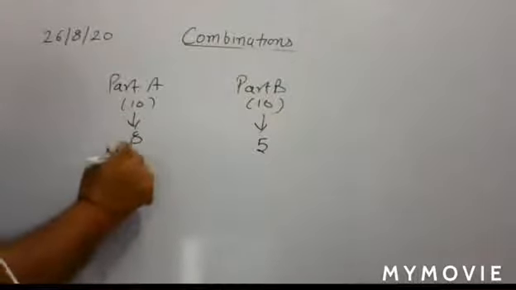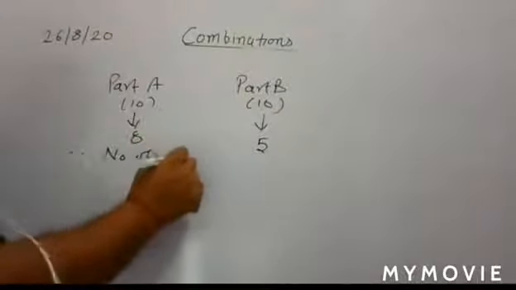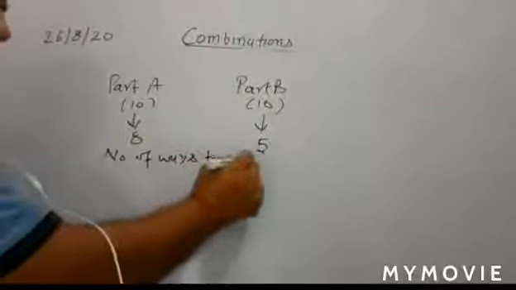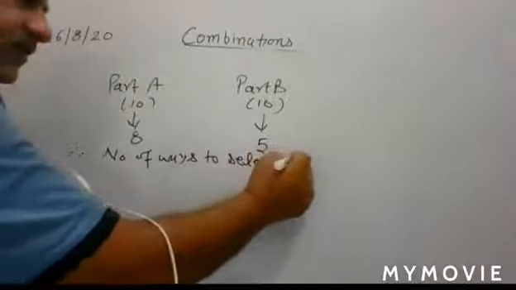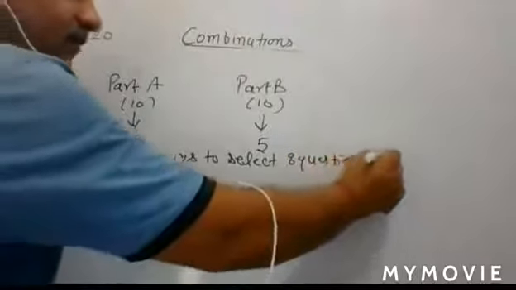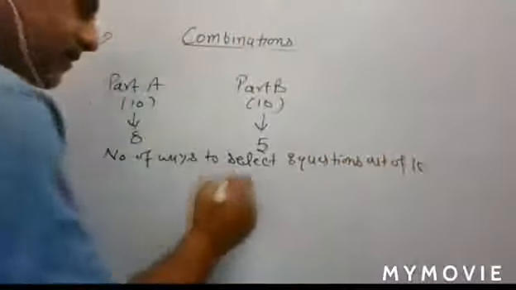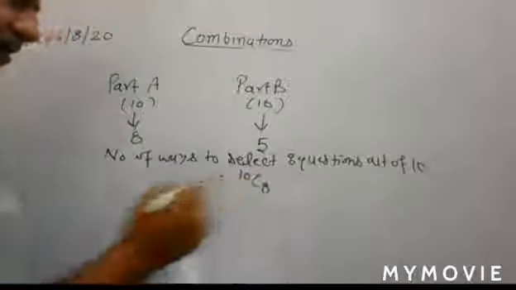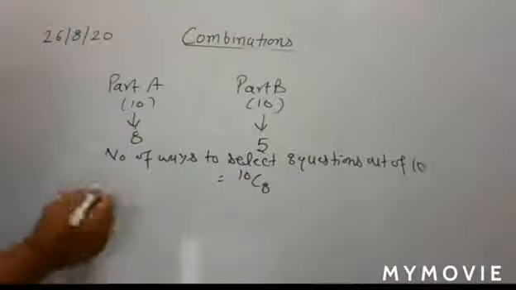So the number of ways to select 8 questions out of 10 is equal to 10C8.